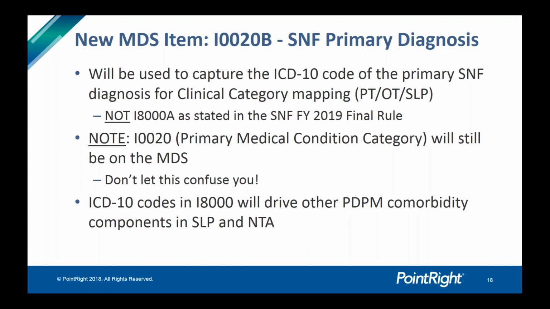speech. Now, if you have read the fiscal year 2019 final rule that broke down all the pieces of PDPM, they originally said, oh, just code in the first line of I8000. Don't need to do that anymore. There's going to be a specific MDS item to capture that. Now, I0020, primary medical condition category that we already have on the MDS, that's not going away. So don't let this confuse you. You are still going to need to capture that primary diagnosis in I0020B.